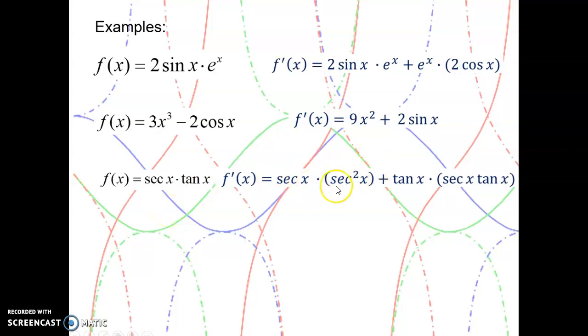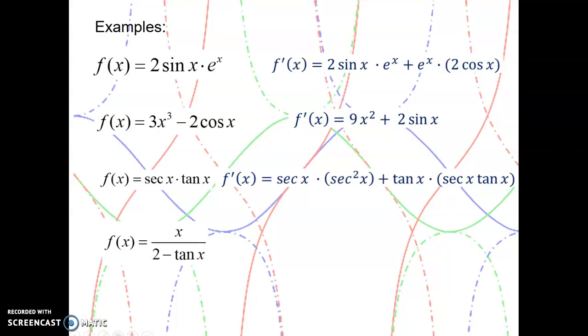Again, I could pull out a GCF here of secant of x, but it would not simplify. In this case, even though I end up with secant squared plus tangent squared, that is not one of our Pythagorean identities, so it does not simplify.